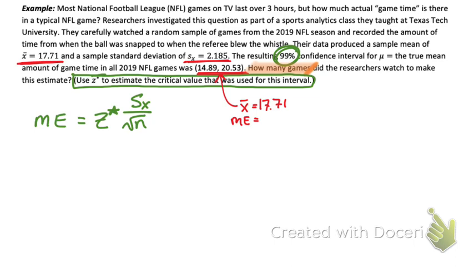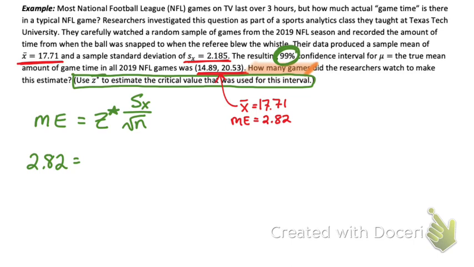2.82. All right, so my margin of error is 2.82. The Z star critical value for 99%? 2.56. I think you're very close.